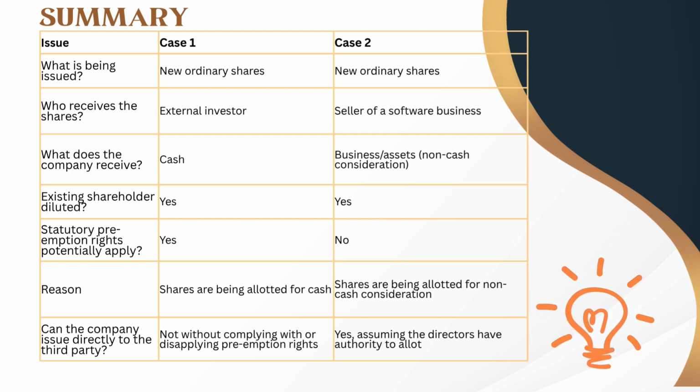In case 2, the company is using new shares as currency to buy a software business. Because it is a non-cash deal, preemption rights do not apply. The company can give the shares directly to the seller, as long as the directors have the general authority to issue shares. The main takeaway is that if a company issues shares for cash, existing owners have the right of first refusal to protect themselves from dilution. If it issues shares for assets, that protection doesn't apply, allowing the company to close the deal quickly.